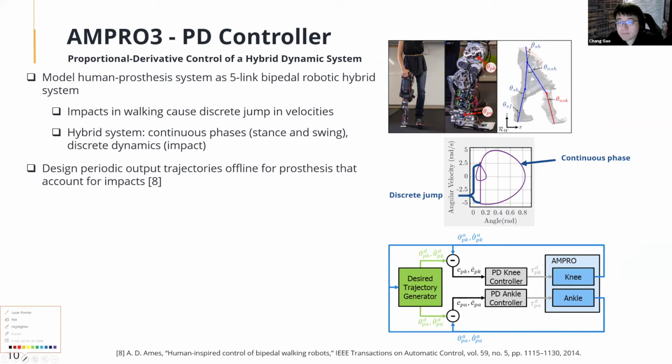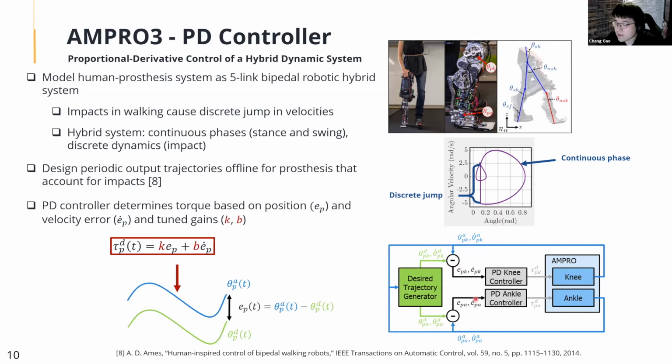It has impacts in walking, which cause a discrete jump in velocities. It's also a hybrid system because it has continuous phases, stance and swing, and also discrete dynamics because of the impact. As for the controller, the human has to design a periodic output trajectory offline for the prosthesis that accounts for impacts. In this figure, the green block called the desired trajectory generator is a hand-engineered model that models how the prosthesis should walk, and it generates a desired trajectory.